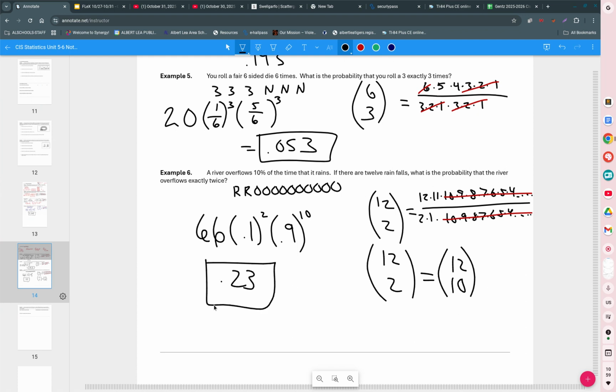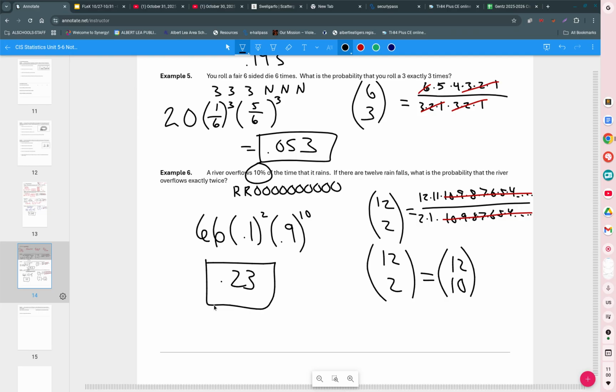There's a 23% chance that the river does flood exactly twice. And that might seem contrary to you because you're like, well, 10% of the time it rains, it floods. Well, it might flood once, but it also might flood twice, 3 times, 4 times, 5 times. Wouldn't you agree that if it floods 10% of the time, the chances that it floods at least once is pretty good, right? So, statistics in those numbers can be somewhat challenging.